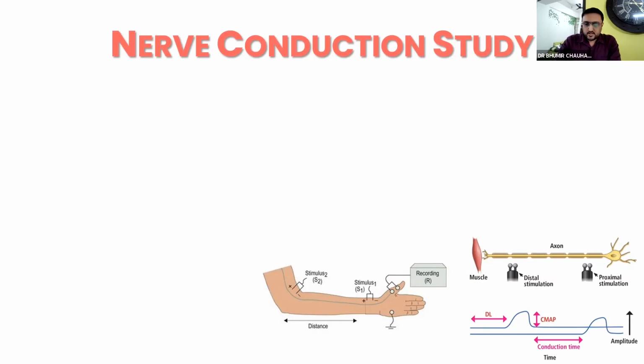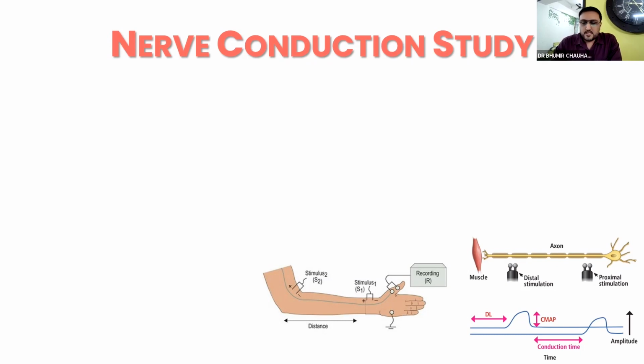Once these two stimuli are given, we see the parameters which are called the distal latency, the compound muscle action potential amplitude, and the conduction velocity. These are the three main parameters which are studied, and based on the changes over these parameters, we come to know whether the nerve has got an axonal damage or a myelin damage and those sort of information.